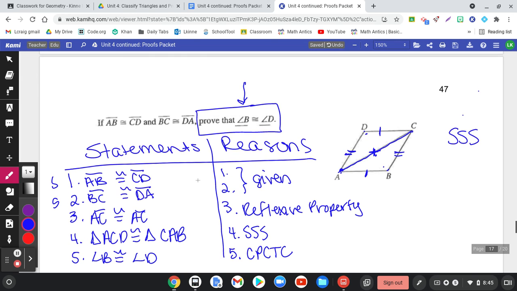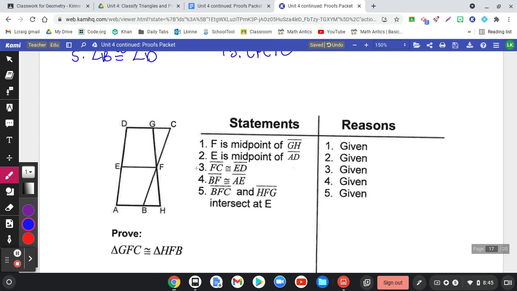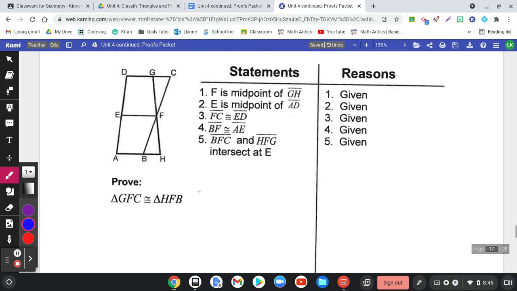Okay. I think I will save this last proof for class, but if you would like to give it a try, it's not a bad idea. I already got your givens in there, but we'll talk about this one in class. Give it a try if you want.